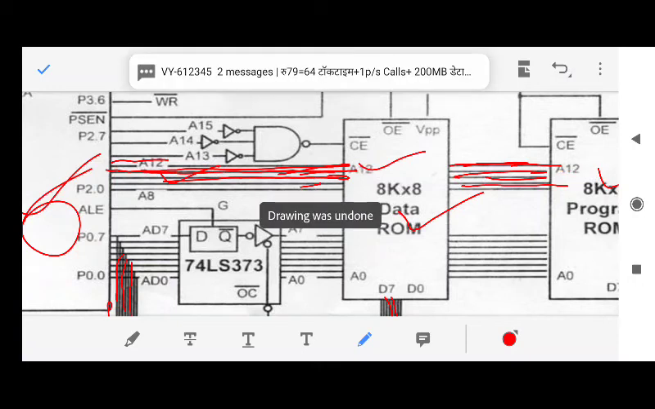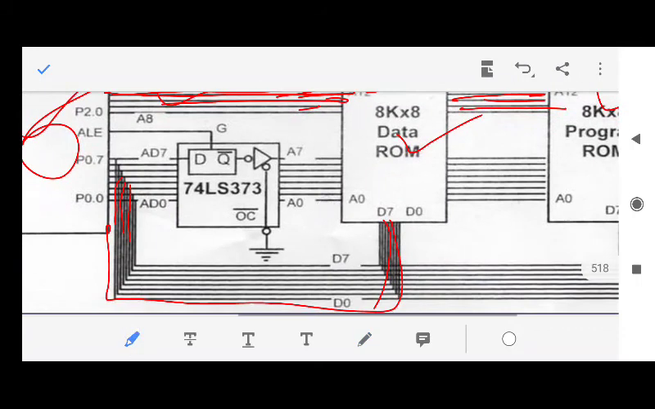Now the address lines which are coming from port P0 will not go directly into the memory, they will go through the latch. We have already studied this. They will go to the latch, and just write it like latch.